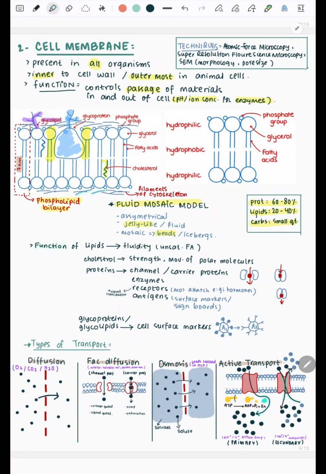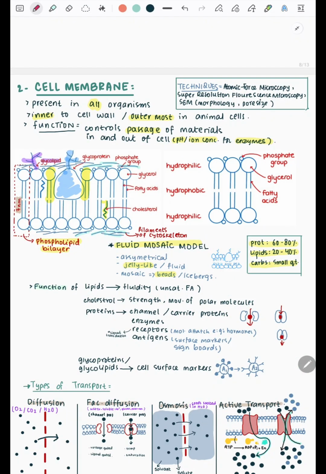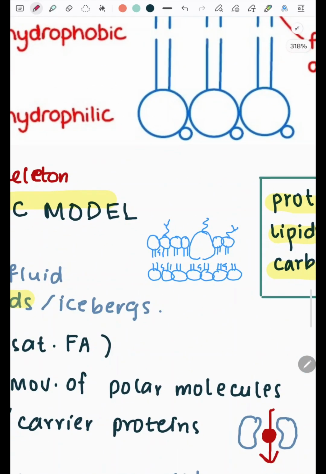Filaments of cytoskeleton are also present on both sides of the plasma membrane. Now, if we divide the plasma membrane into two halves, that is the left and the right half and the upper and the lower half, then we can see that the right and the left half are not identical, and the upper and lower half are also not the same.